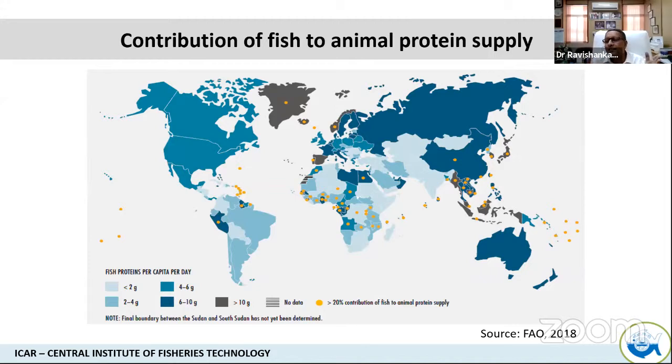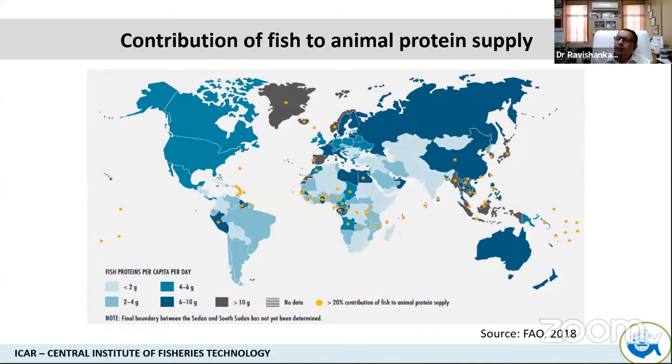Less than 2 grams. You see the other countries. I'm just sharing the role fish plays in the animal protein supply in the country. You see the worldwide. So we have a long way to go, my friends. Okay, so that's what we need to address.